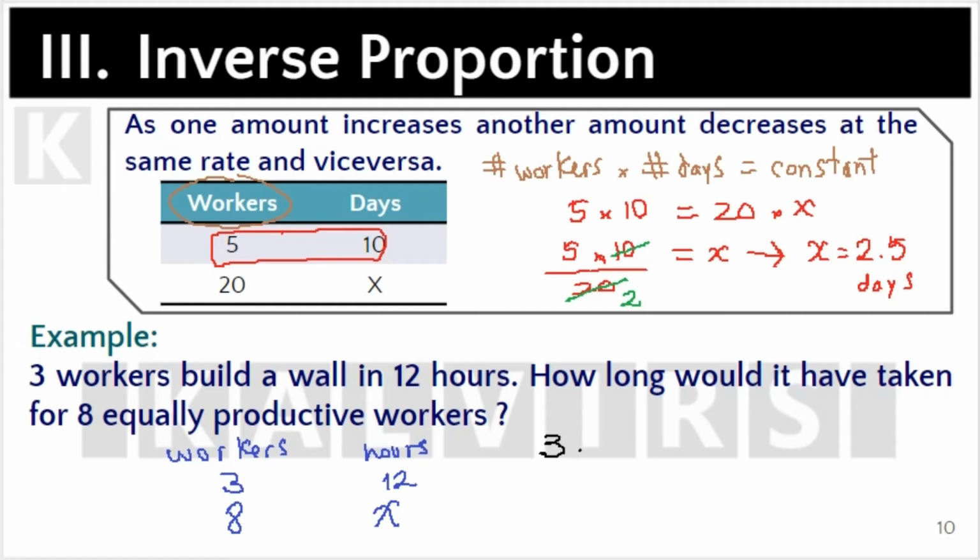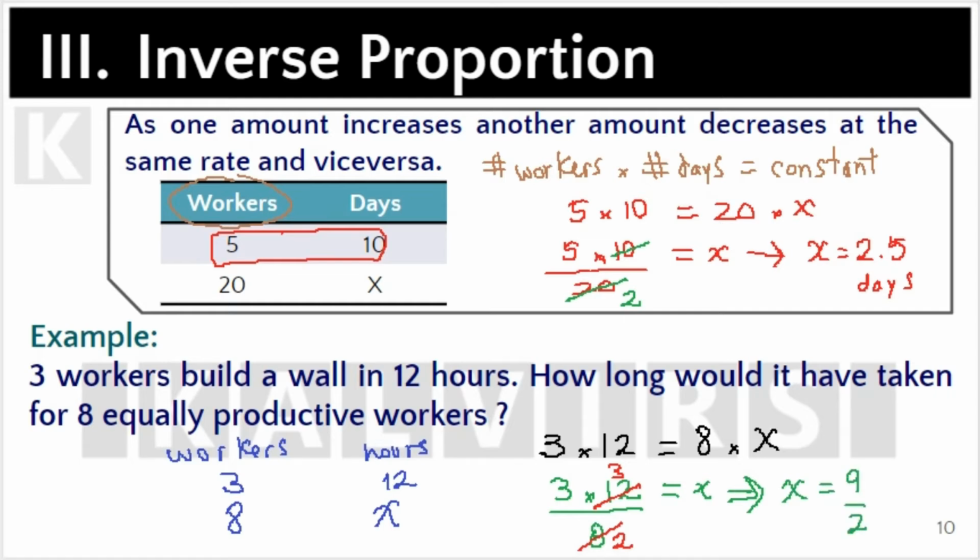It means that 3 times 12 is the same as 8 times x. So for x, x equals 3 times 12 over 8. You can cancel this one. 3 and 2. Finally, x equals 9 over 2. X equals 4.5 hours.